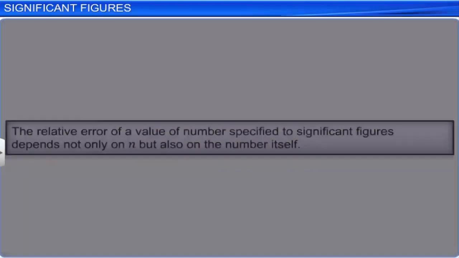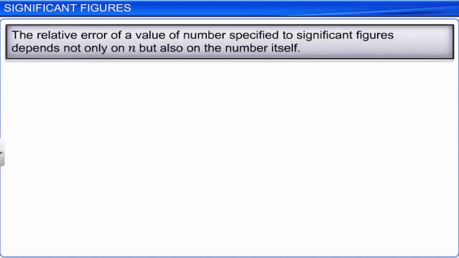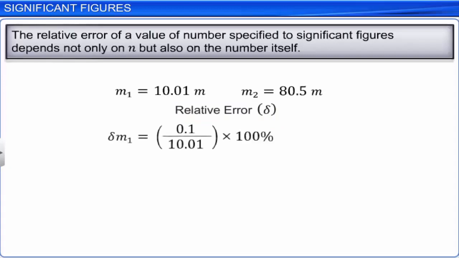Rule number 2 says that the relative error of a value of a number specified to significant figures depends not only on n, but also on the number itself. If there are two quantities, say 10.01 meters and 80.5 meters, both carrying an error of 0.1 meter, then the relative error in 10.01 meters is plus or minus 1%, while the same for 80.5 meters is 0.12%.